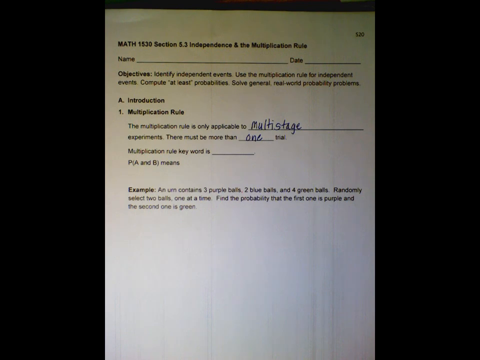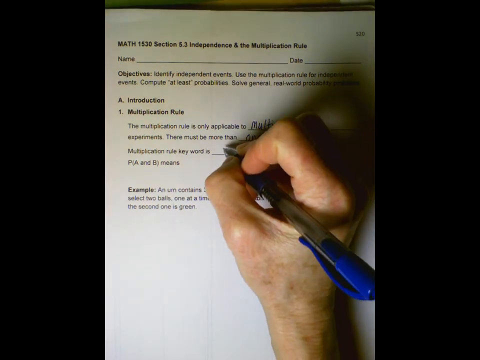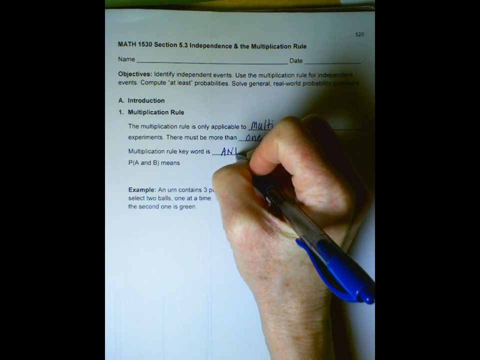So this isn't randomly select one ball from the urn or randomly select one person from the group. This is where you'll select more than one. And you're interested in the probability that the first one is this and the second one is that. But it could be more than one. It's more than one trial. Could be two, could be more than that. In multiplication, the key word is and.